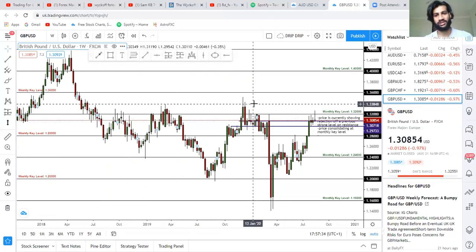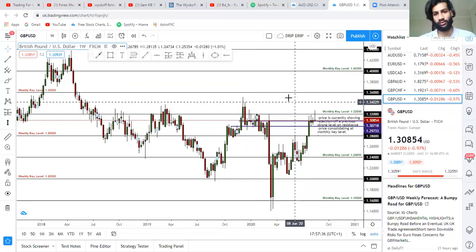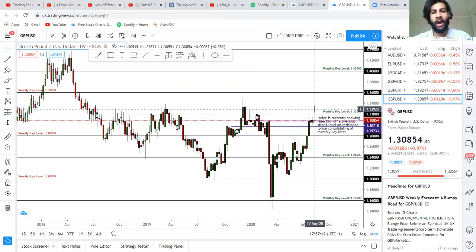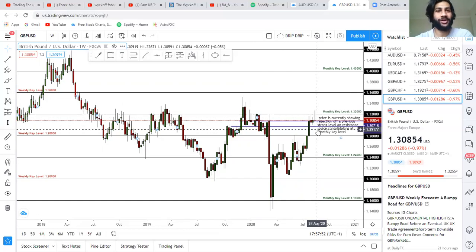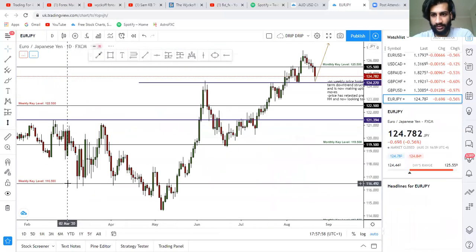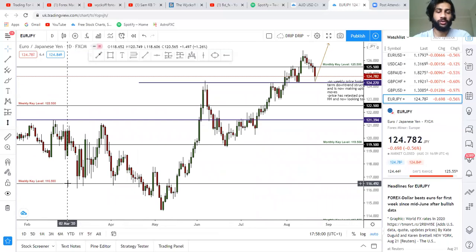I feel like it's more of the same story right now as well. So I'll be looking to short this, especially this candle over here, right? Price tried to make a bullish move, and nope. The bears weren't having it, and they brought it straight back down, back to where it started for the week. Let's go to Euro JPY.